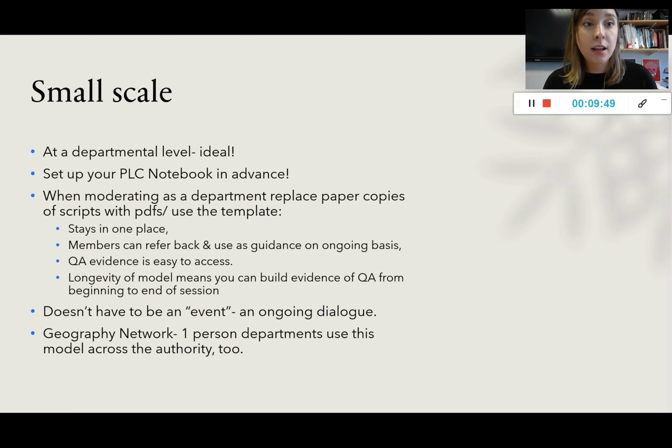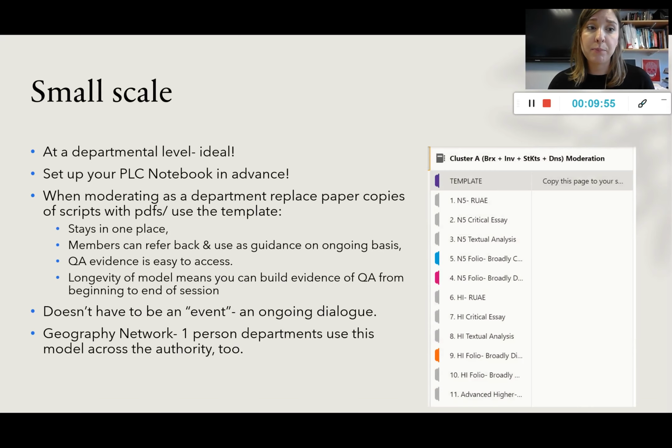And finally, I think that at a departmental level, this is an ideal model. You set up your PLC notebook in advance, and basically when you moderate as a department, you replace the paper copies of scripts with PDFs and you use a template. And what that means is that all of your quality assurance and all of your moderation evidence is in one place. Members can refer back to it and use it as guidance on an ongoing basis. For you as a PTC, quality assuring evidence is easy to access. And also the longevity of this model means that you can actually build evidence of quality assurance from beginning to end of the session. It also doesn't have to be an event.